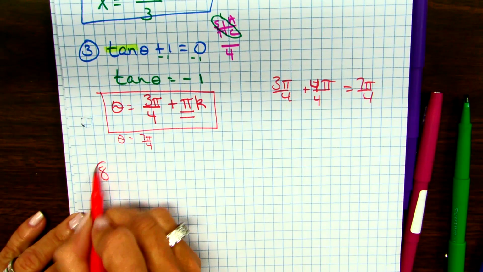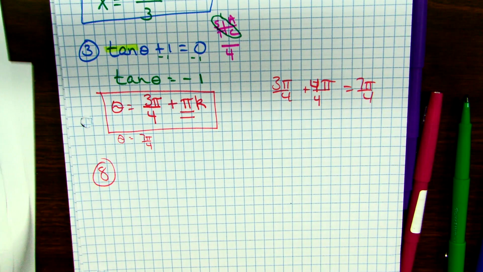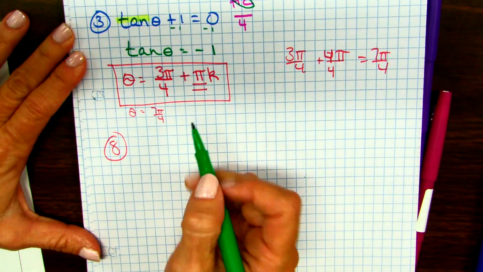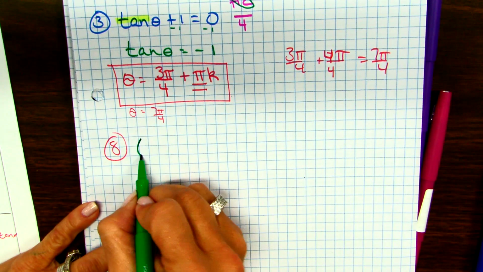Number 8 has something really wonky in it. I wish I could get rid of that word in my vocabulary. I feel like such an old lady when I say wonky.